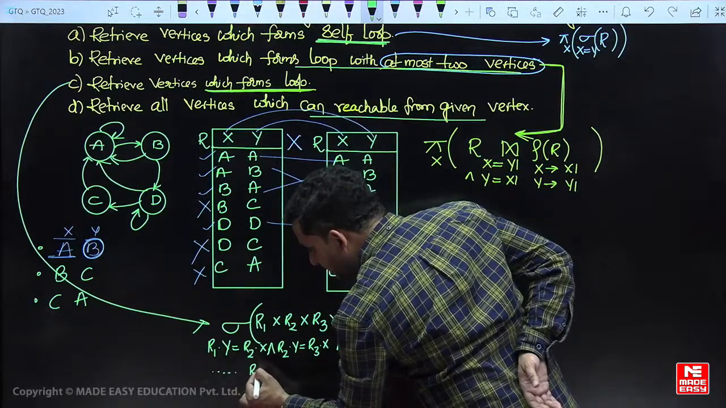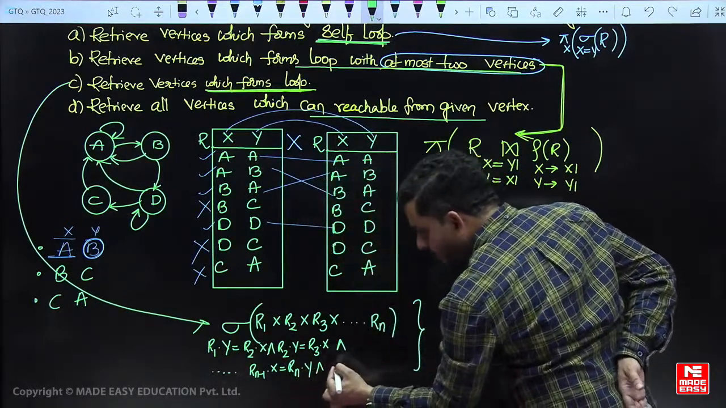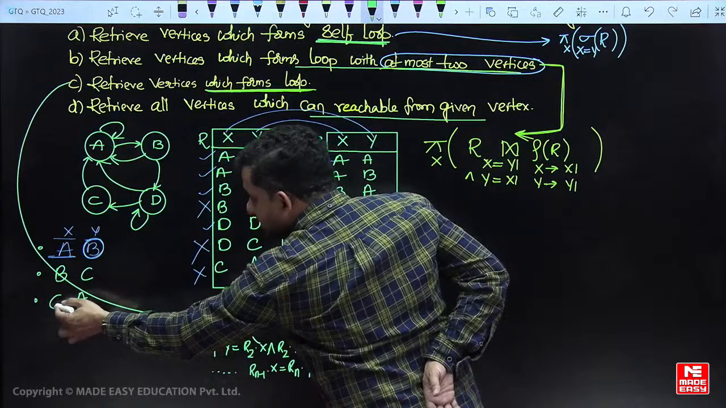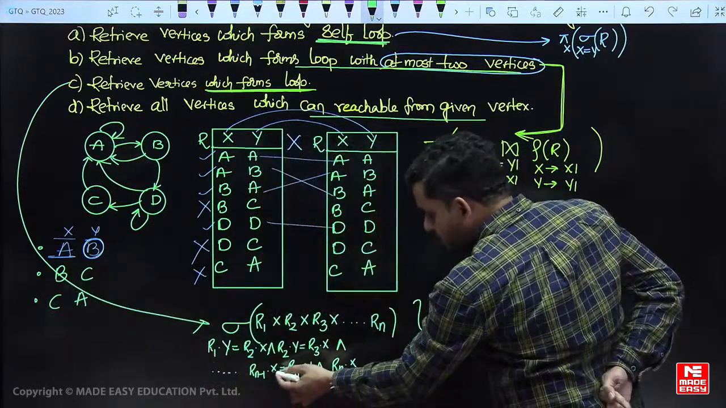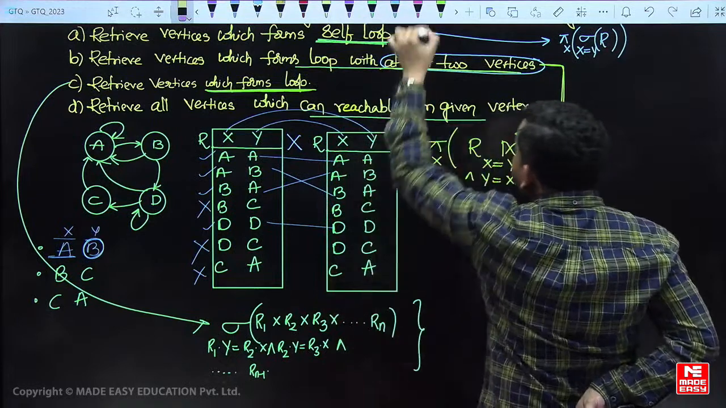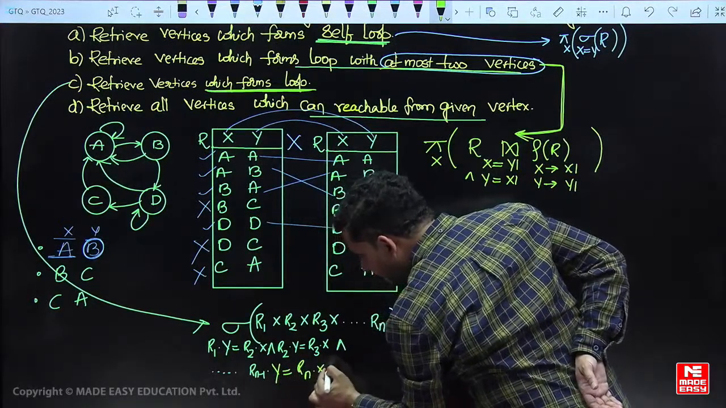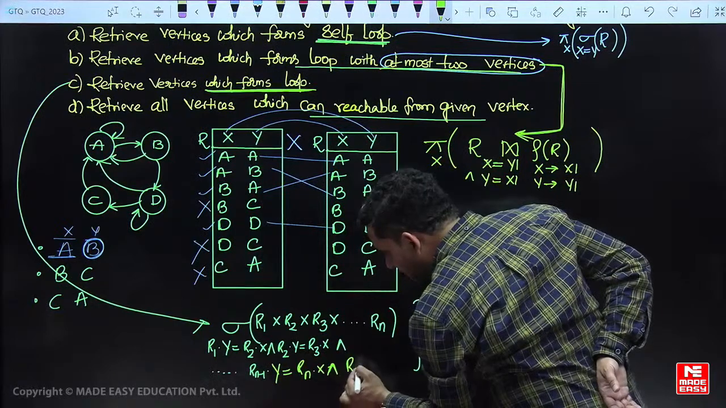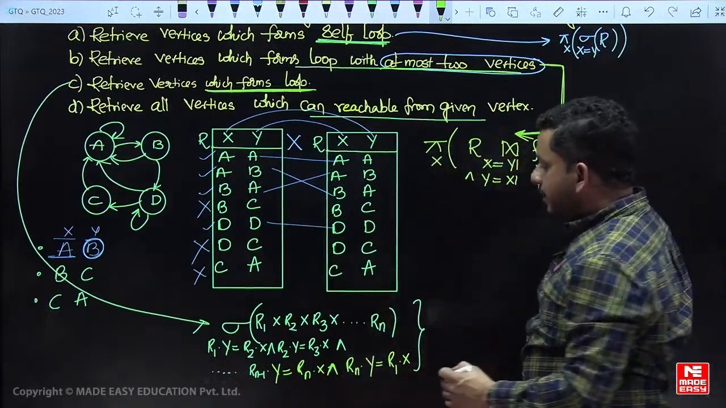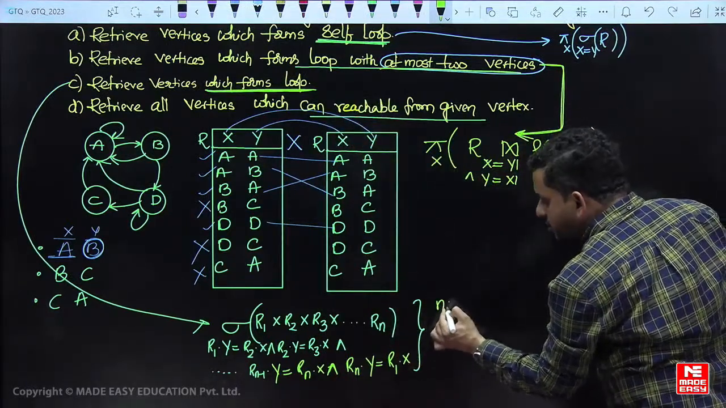The n minus 1th relation Y is the nth relation X, and the nth relation Y is the first relation X. Okay, like this you can write the query, but this length is not constant because we don't know how many vertices form the loop. It is not a constant length query.